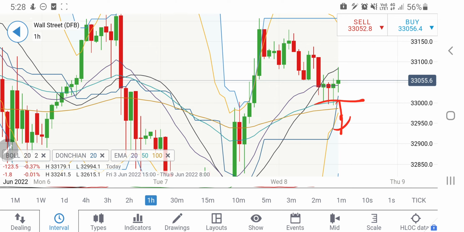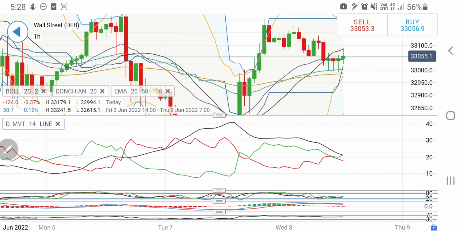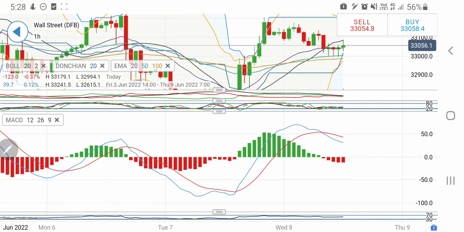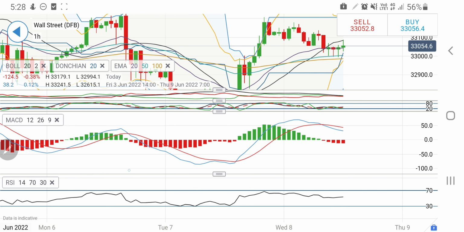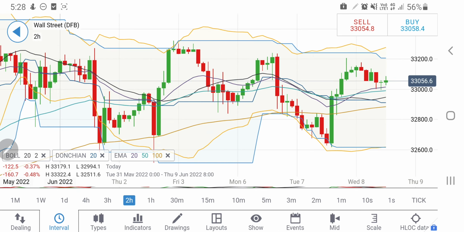Below 33,000 we may see a sharper drop towards the 32,900 level, which is going to provide a stronger support for US30 today. Directional movement is bullish. Stochastic looking upwards. The MACD has crossed over and it is trading with a bearish bias. It is trying to converge. That is very much visible here. RSI is sloping upwards, indicating that it is going to look upwards a little bit.